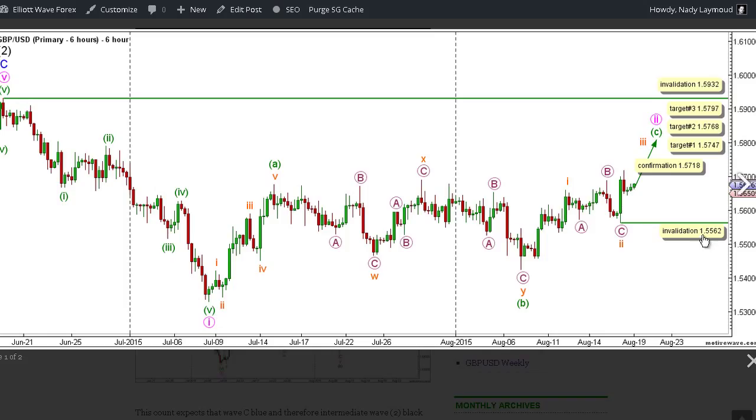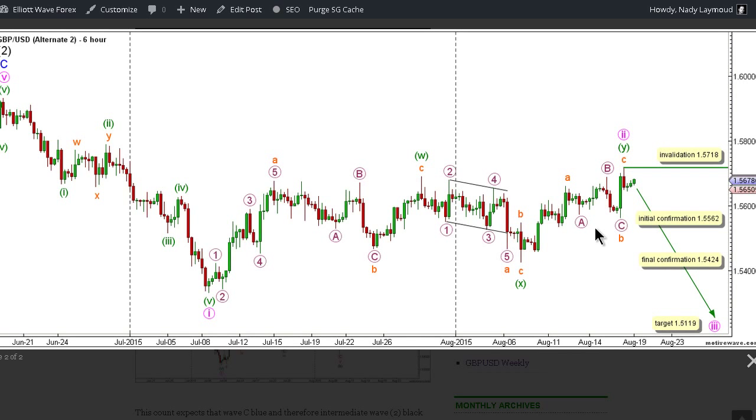As well, this count would be invalidated by movement below 1.5562, as within wave 3 orange, no second wave may retrace more than 100% the length of its first wave. If that invalidation point is met, we will switch focus automatically to the alternate 6-hour chart, and the alternate count expects that wave 2 pink is complete as a double zigzag labeled waves W, X, and Y green.